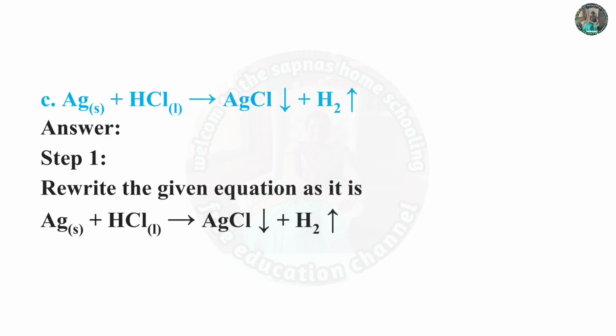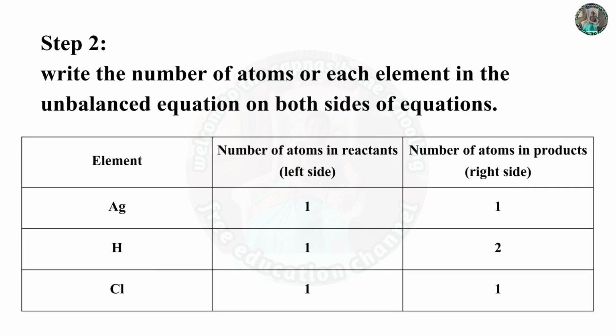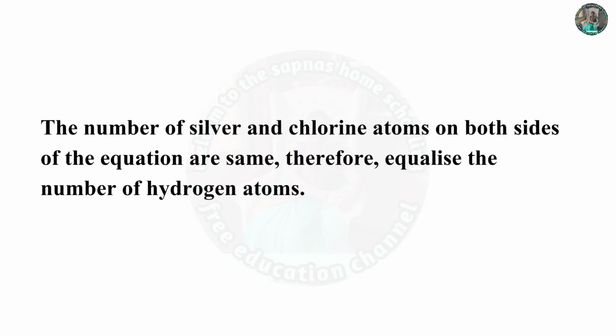C. Ag plus HCl is equal to AgCl plus H2. Answer. Step 1. Rewrite the given equation as it is. Step 2. Write the number of atoms of each element in the unbalanced equation on both sides of the equation. So these are the elements, number of atoms in reactants, number of atoms in products. So hydrogen is unbalanced, so we have to balance it. The number of silver and chlorine atoms on both sides of the equation are the same. Therefore, equalize the number of hydrogen atoms.